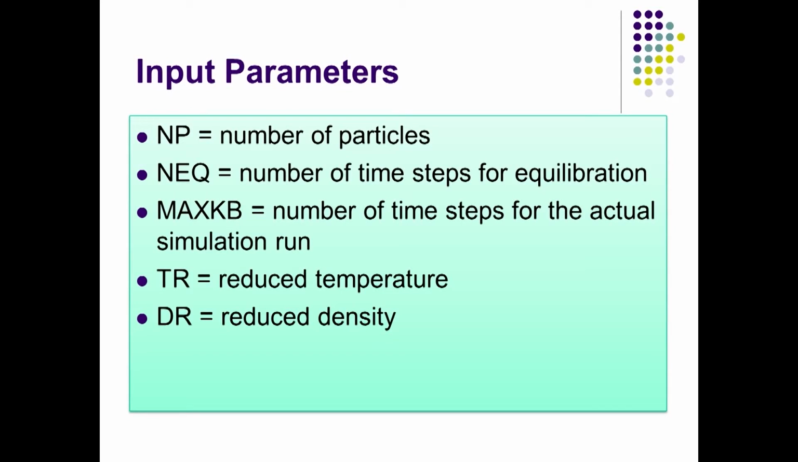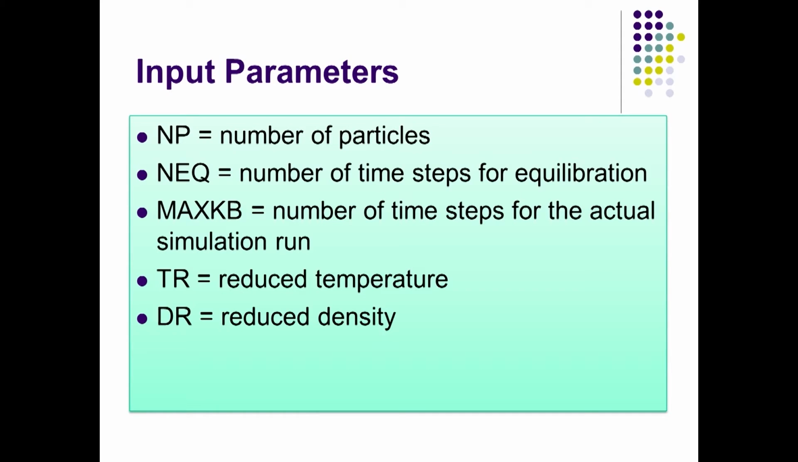If you begin with any molecular dynamics code, let us say it is a black box, then some of the things you have to provide are input parameters, and those input parameters could be the number of particles, the number of time steps for equilibration, and max KB, the maximum number of time steps that you are going to integrate trajectories with.